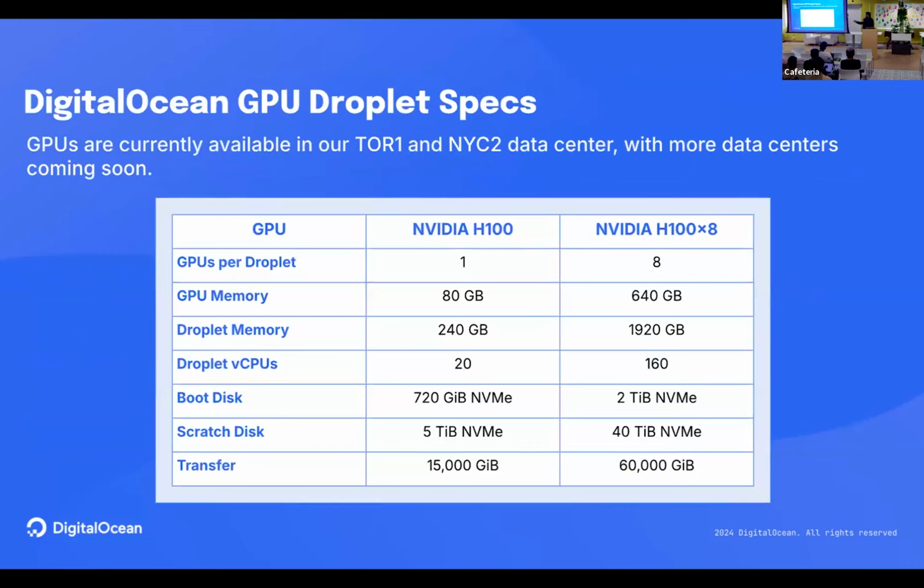And these are the specs of the GPU droplets that we offer right now. Currently it's available in two regions, Toronto and New York. And as you can see, the NVIDIA H100 GPU comes with 80 gigs of memory and 240 gigs of droplet memory on top of that, and a boot disk and storage disk of 720 gigabytes and 5 terabytes, and a transfer of 15,000 gigabytes, which approximately translates to about 16 terabytes. And that's the free allowed transfer before we start charging you for it.